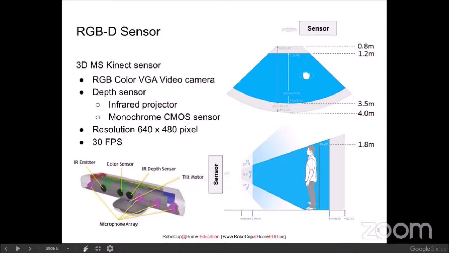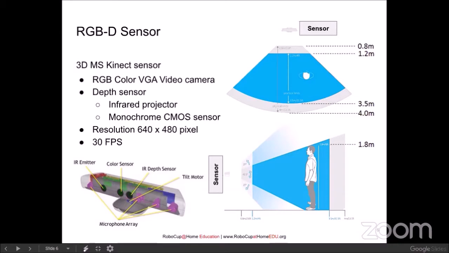This is the specification of the Microsoft Kinect sensor. It has an RGB color VGA video camera, similar to your webcam. Then you have the depth sensor, which is comprised of an infrared projector and also a monochrome CMOS sensor. A CMOS sensor is the one that is in your camera as well, but this one is monochrome, so it is actually black and white. It uses infrared for the projection. It is different from a 2D laser rangefinder, where you have just one plane of data, but this one is a projection.